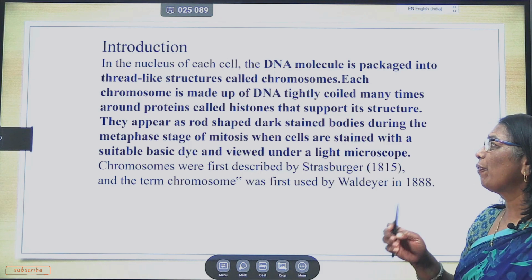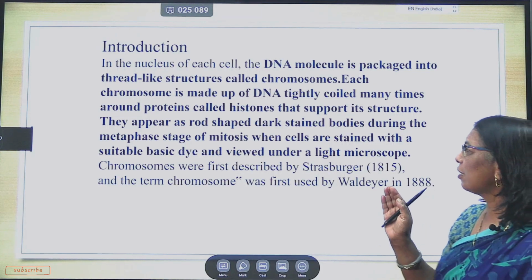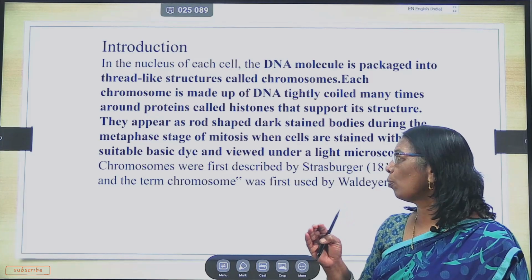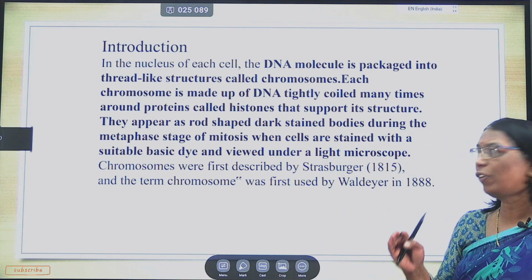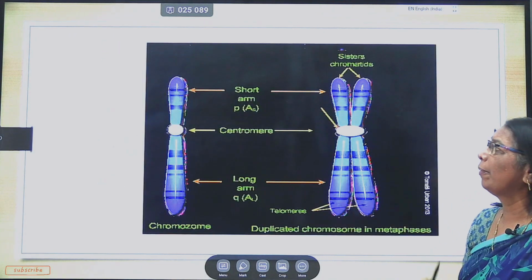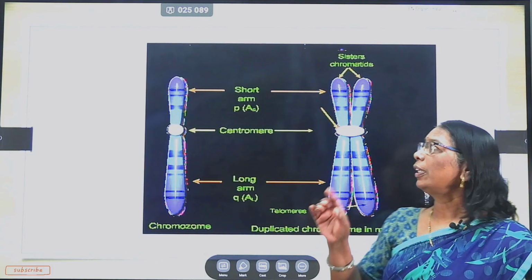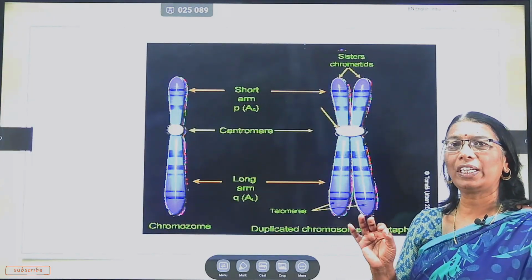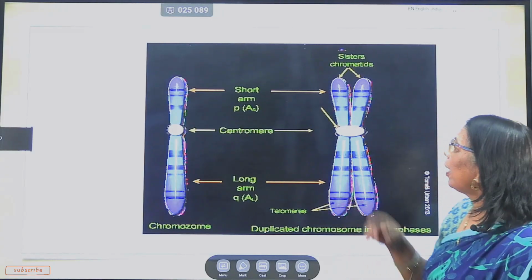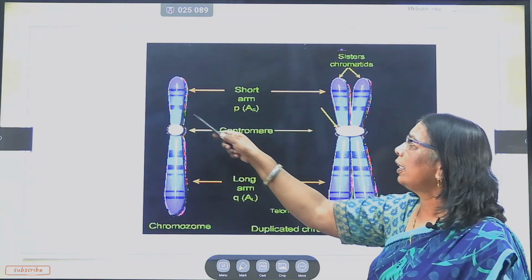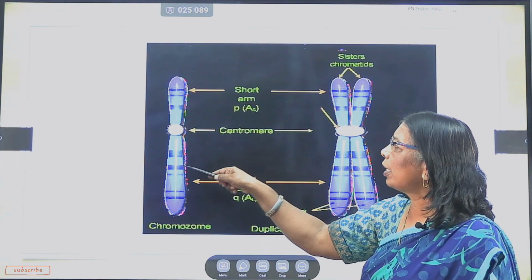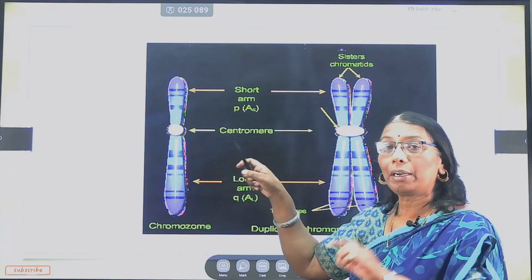These chromosomes were first described by the scientist Strasburger in 1815, and the term chromosome was first used by the scientist Waldeyer in 1888. When we observe these chromosomes, they have a specific shape, size and structure which can be easily understood. Here is a single chromosome. These are the two arms of the chromosome, and on the two arms we observe dark as well as light colored bands.